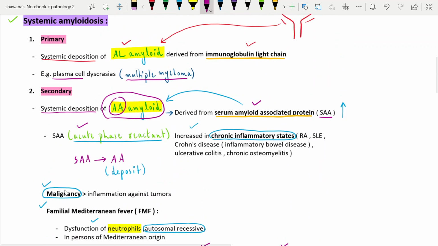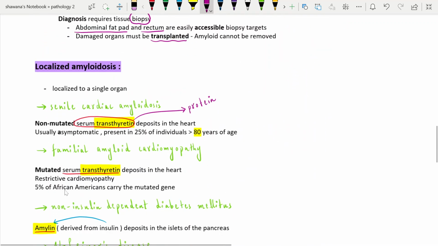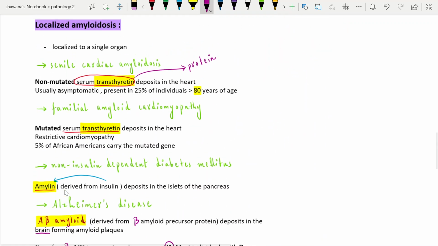That was systemic amyloidosis, and the next one is localized amyloidosis. It means that the amyloid is deposited in a single organ. Okay, what are some examples? First is senile cardiac amyloidosis. As the name suggests, senile, it occurs in elderly people. Senile means elderly and juvenile means young.